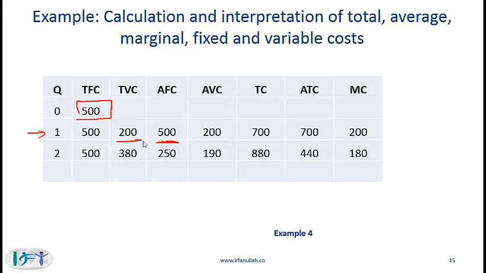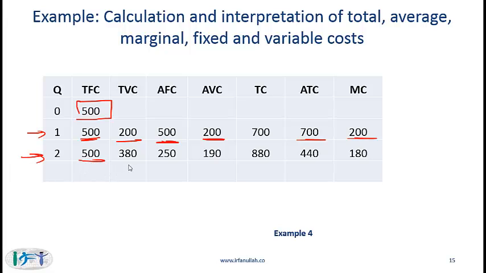This is 500 divided by 1. Average variable cost is 200. This is 200 over 1. The total cost is the sum of the fixed cost and variable cost. The average total cost is the total cost divided by quantity, and marginal cost is the cost of producing one more unit. When you produce the second unit, the fixed cost by definition is the same.